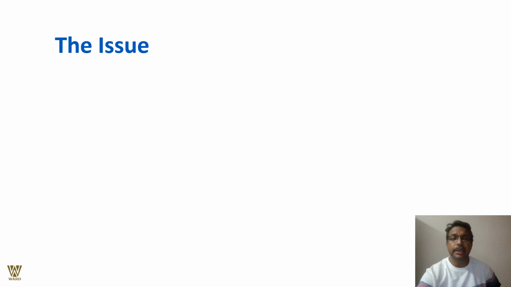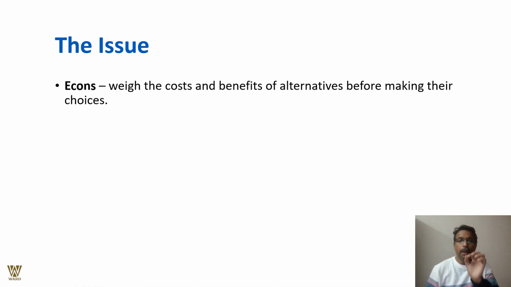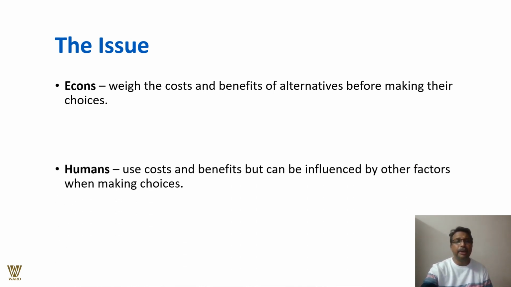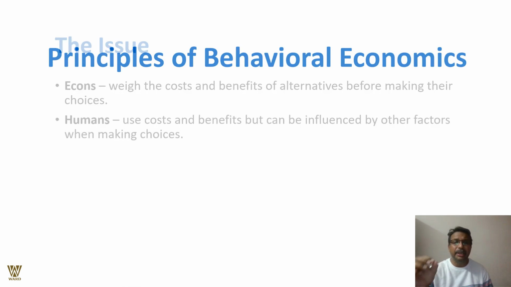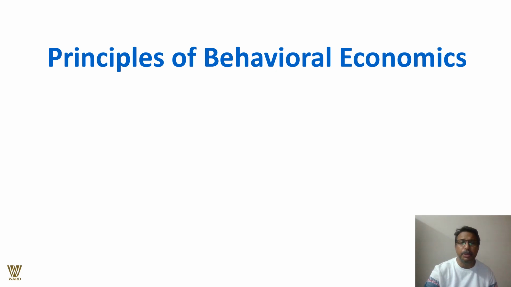The issue, what is it all about? Economics weighs the cost and benefit of alternatives before coming to a choice. And isn't that what economics is all about? Humans, on the other hand, will use the cost and benefit, but can be influenced by other factors when making a choice, perhaps relationships, perhaps ease of doing, perhaps looking at your comfort zone. So the issues are different for economics and the human being thereby.